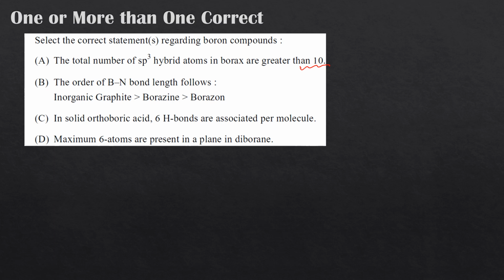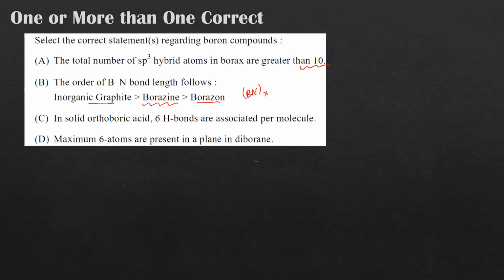These compounds which have been given to us, many of the students may not be very aware of what they are. Borazine is actually that inorganic benzene, B3N3H6. And inorganic graphite, as the name suggests, is a compound of boron and nitrogen having bonds between boron and nitrogen and a hexagonal structure, just like graphite. Actually this inorganic graphite and borazone are coming from the same thing, boron nitride.